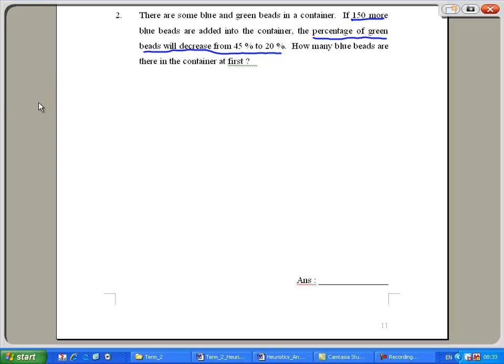Okay, let's draw a model to explain the question. Now, before the blue beads were added, this was how it looked like. We have the blue and green beads. Okay, let's draw the green beads. Green. It was 45%.